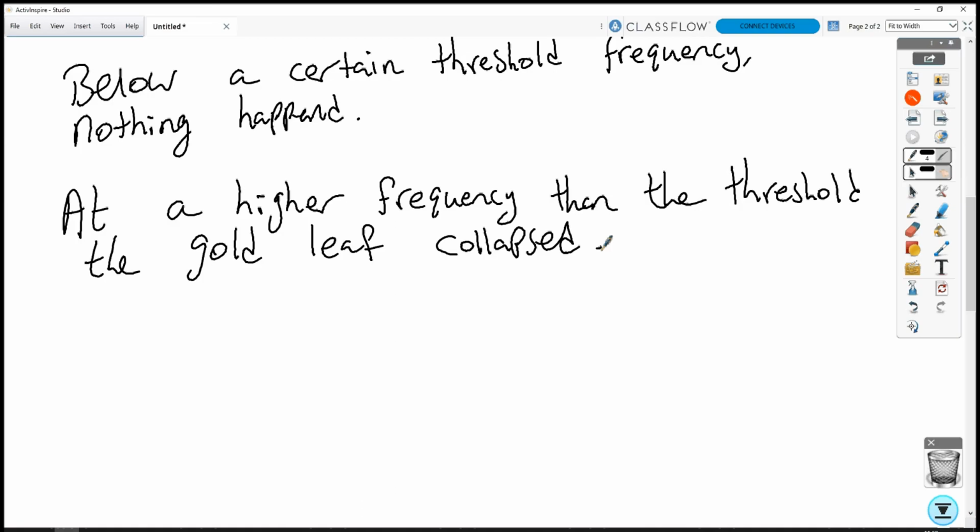They saw that this phenomenon was occurring with no time delay. The moment that light was incident on the material, that's the moment that the gold leaf collapsed. So it's instantaneous. There's no time delay. So there was only one way to explain this, and that was not using the wave model.